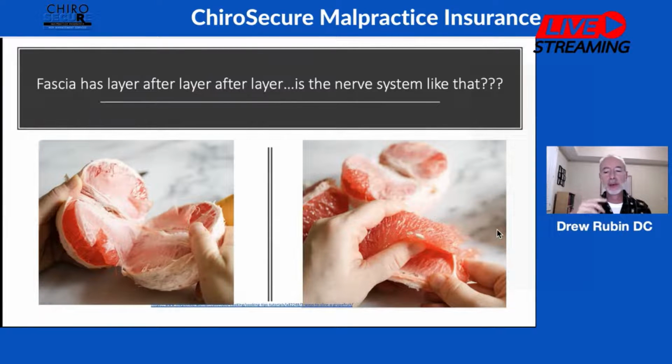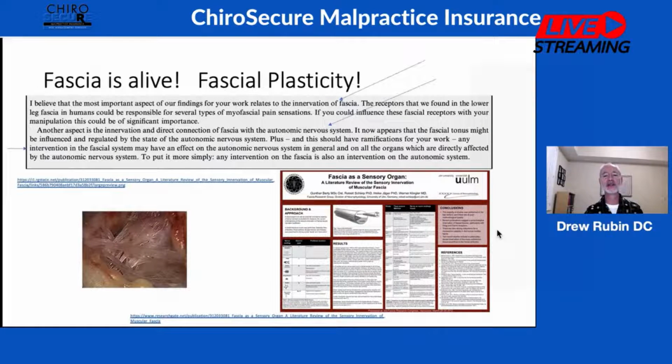I saw this video. Someone was opening up a grapefruit or an orange. And this is what it's like. When you look at the outside of an orange, it looks one way. And then you open it up, you have layer after layer after layer. That is what I think the nerve system is like. I don't think it is the way we think it is. I think there's so much more. And that is why chiropractors, especially pediatric chiropractors, are so successful.